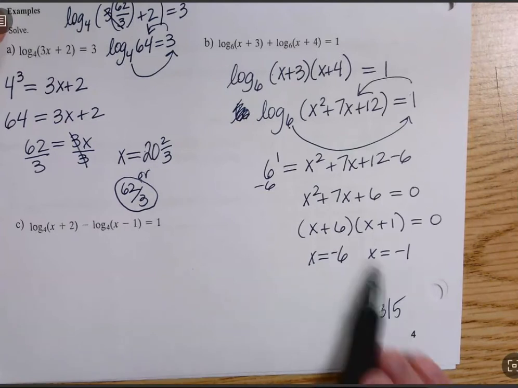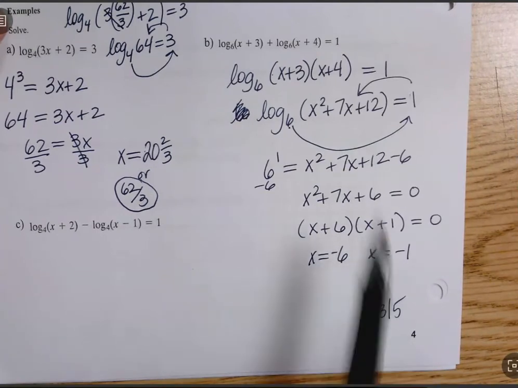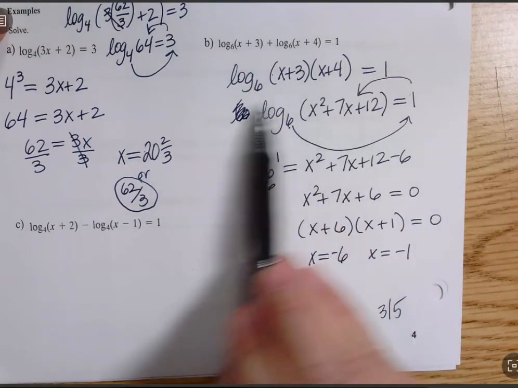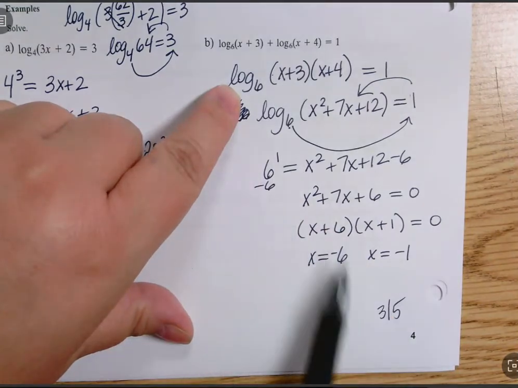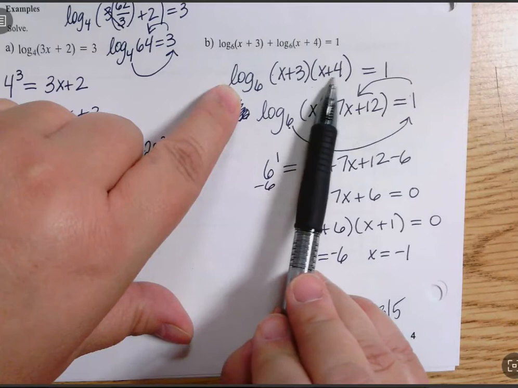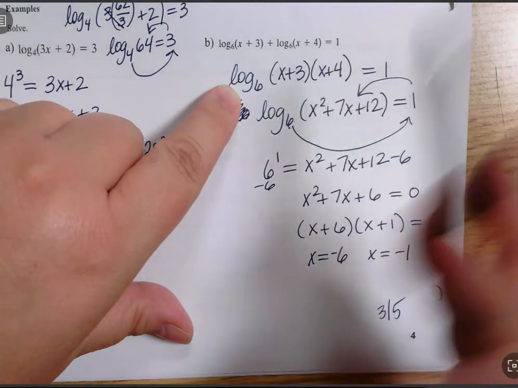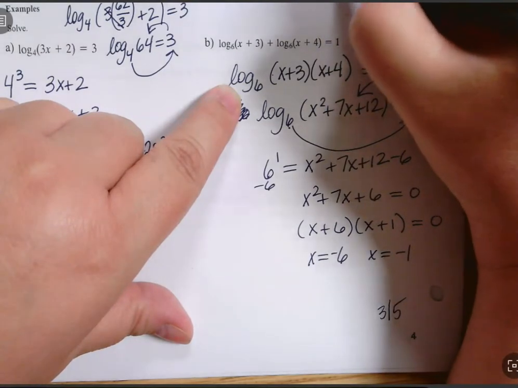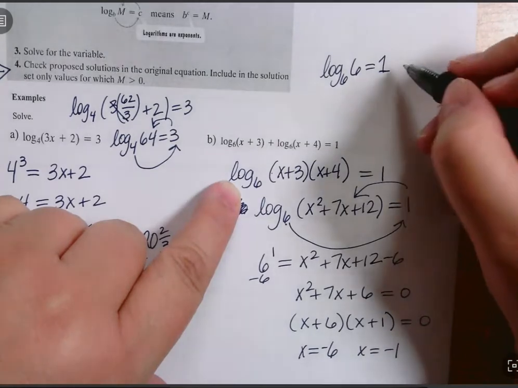Here we want to go ahead and plug these back in. I would probably plug them back in right here, because we'd need to put it together if we put it in here. So -6 plus 3 is -3. -6 plus 4 is -2. -3 times -2 is 6. So that would be saying that log base 6 of 6 is 1. Is that true? It is.